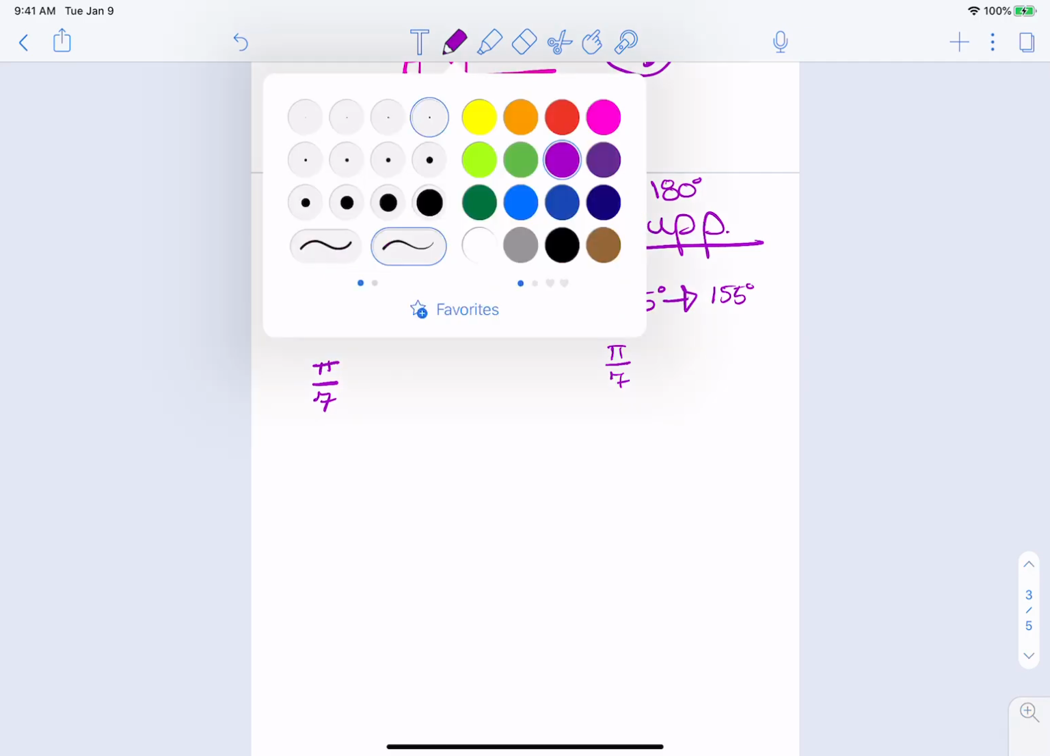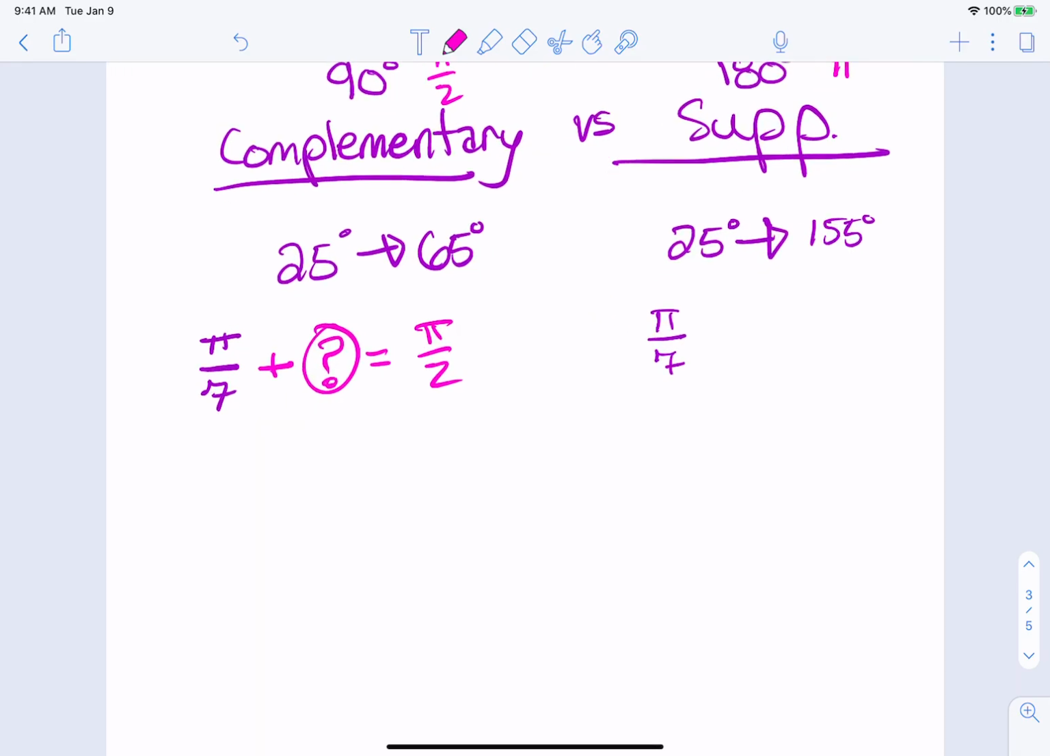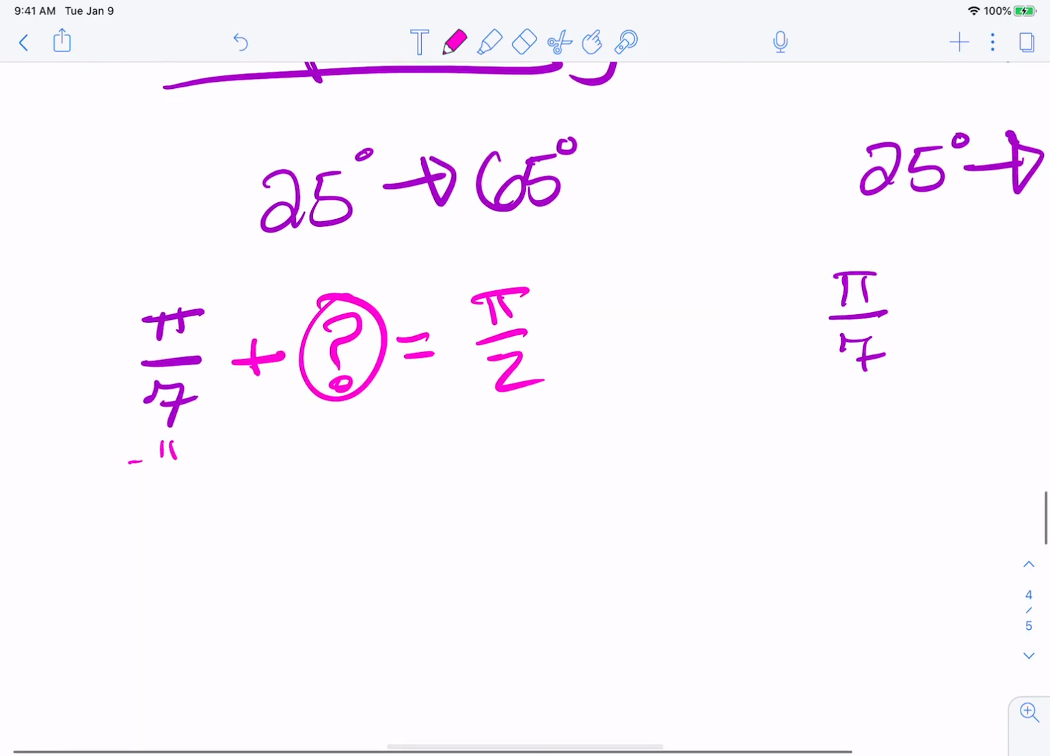So 90 degrees is how much in radians? Pi over 2. Okay, 180 is just pi. So basically, the way that I set this up, if you don't want to have to think about it, I want to be able to add something to pi over 7 to get pi over 2, right? So I want to take pi over 2 and subtract pi over 7 from it.